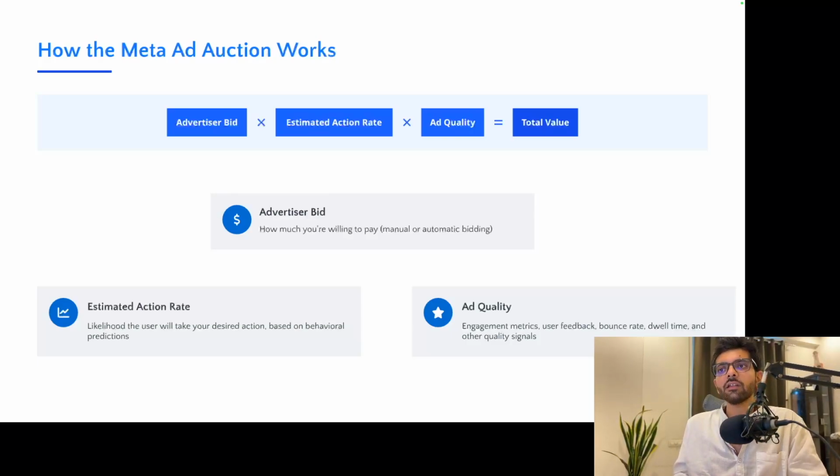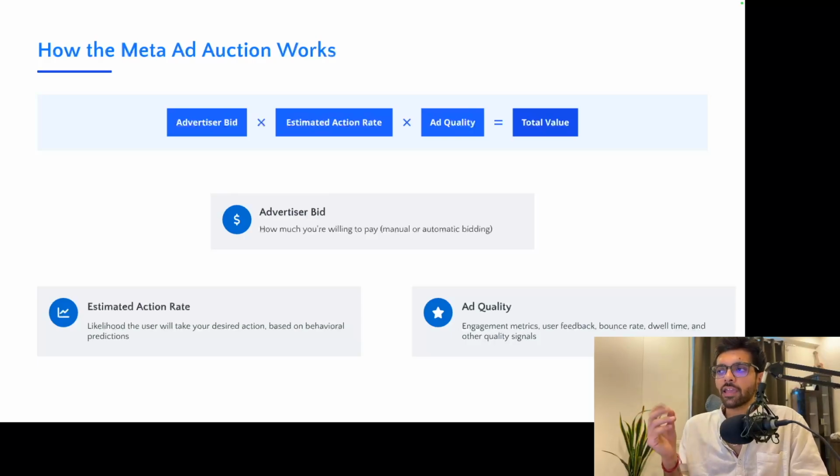Estimated rate of action. This is where Meta's engine is there, which has predicted that this particular person will take X percentage of action if this ad is shown, right? It is the likelihood of the user to take the desired action based on their predictive behavior: add to carts, purchases, video views, right? Meta is aware of what a particular user will do if they are served the ad. So this is calculated by them again.